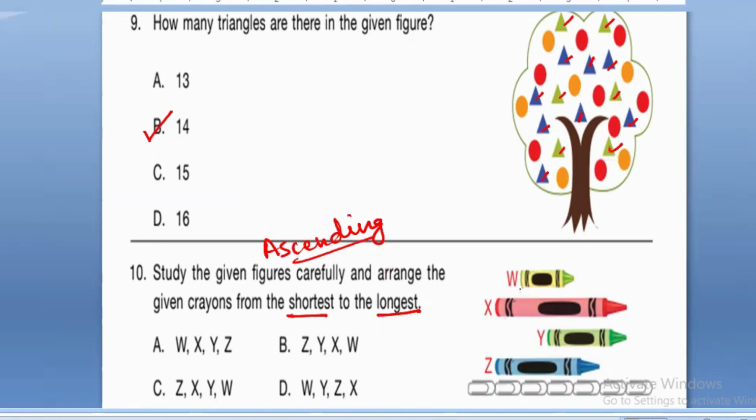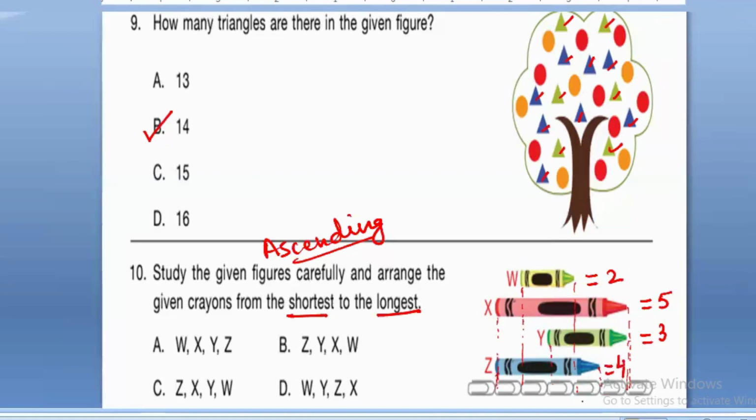Now let's talk about W. You can see the length of W is equal to 2 pins. Now if we talk about crayon X, the length of crayon X is 1, 2, 3, 4, 5 pins, equal to 5 pins. When we talk about crayon Y, it is equal to 3 pins. The length of the green crayon is 3 pins. And crayon Z is equal to 4 pins.